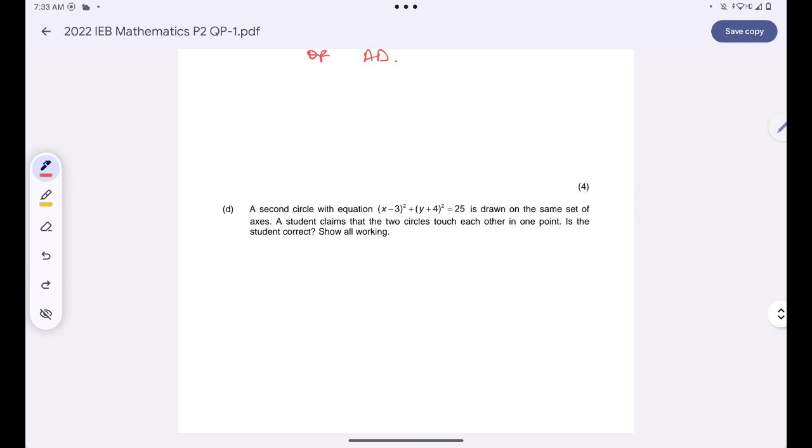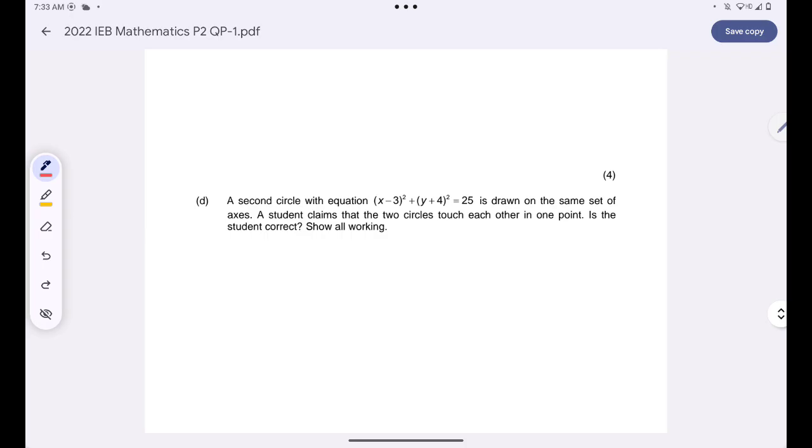Okay, and then now I'm told that a second circle with this equation is drawn in the same set of axes. A student claims that the two circles touch one another at one point. Is the student correct or not? Okay, the student would be correct if the sum of the two radii is equal to the distance apart from their centers. Are you together?